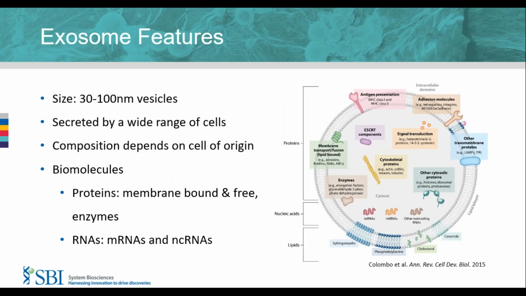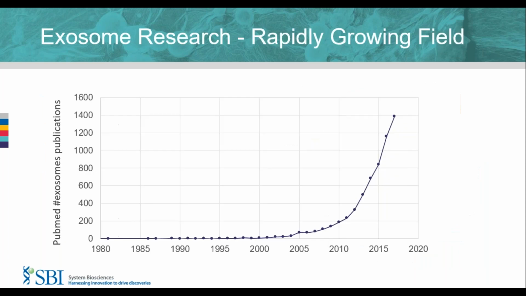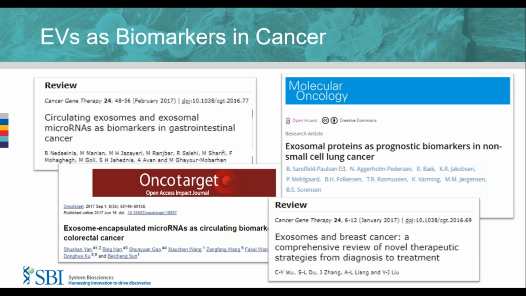So, as I said in the beginning, the typical exosome size ranges from 30 to 100 nanometers. They're secreted by a wide range of cells, and their composition is going to depend very strongly on the cell type of origin. There's different biomolecules in them: proteins, RNAs, both coding and non-coding RNAs. And the publications in exosome research have increased steeply in the past years. And this is mainly due to the fact that they have been discovered as very useful biomarkers in different diseases.